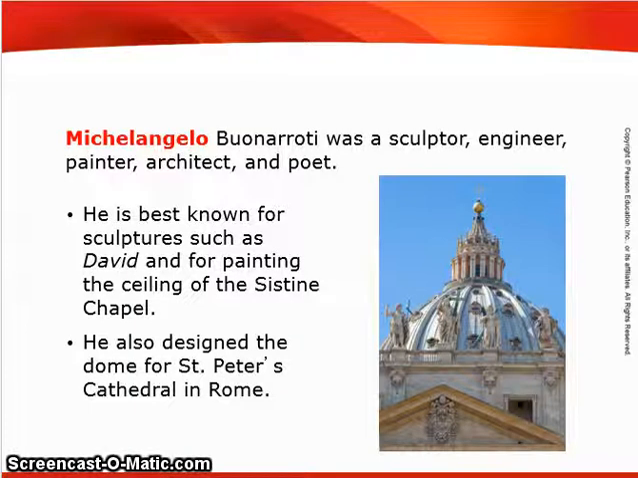Michelangelo was a sculptor, an engineer, a painter, an architect, and a poet. He thought of himself more as a sculptor and an architect, I believe, than a painter. He is best known for sculptures such as David and for painting the ceiling of the Sistine Chapel. We're going to look at pictures of both. He also designed the dome for St. Peter's Cathedral in Rome, the dome going back to ancient Roman architecture.